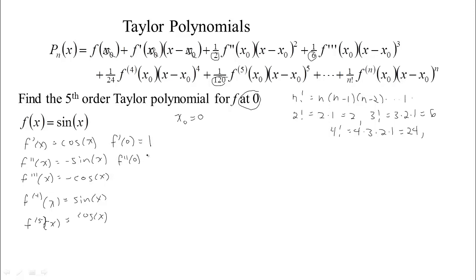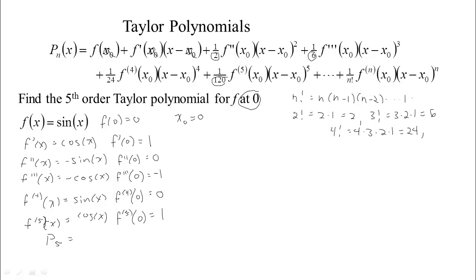F double prime at 0 would be negative sine 0, which is 0. F triple prime, the third derivative at 0, would be negative cosine of 0, which is negative 1. The fourth derivative at 0 is, let's see, the sine of 0 again, which is 0. And, oh, I forgot to do f at 0, which is 0, isn't it? And the fifth derivative at 0 is the cosine of 0. That's 1.